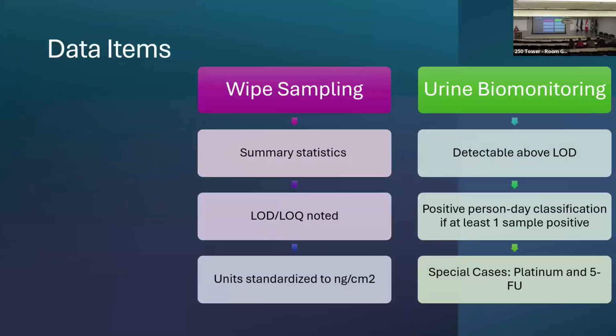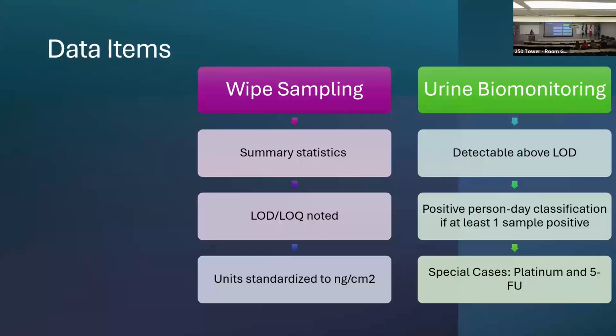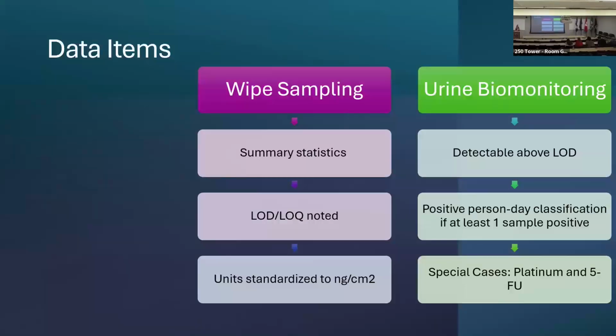In terms of the data items that they abstracted, or maybe that's the wrong word, the data items that they were looking at in each article, for wipe sampling, they looked at the summary statistics reported by the article, like your mean contamination level and such. They noted the limit of detection and the limit of quantification for the method used in the article, because those vary across articles. Then they standardized all of the results to nanograms per centimeter cubed, so that they could compare between articles. For the urine biomonitoring, they had to determine whether or not the article had results that were detectable above the limit of detection.